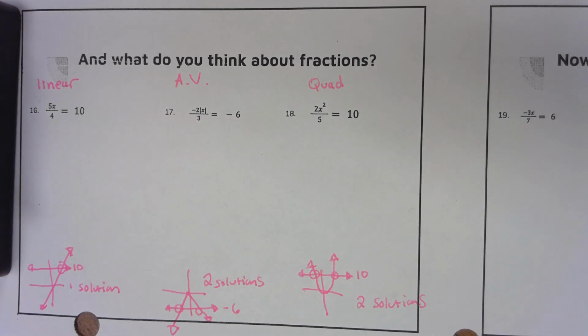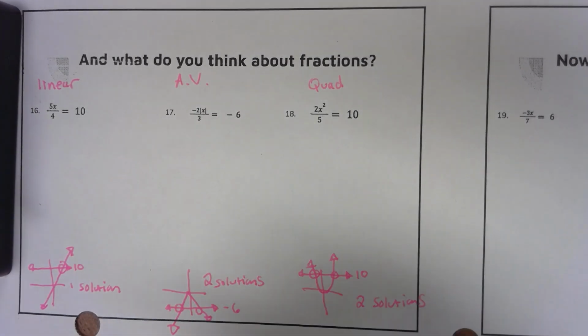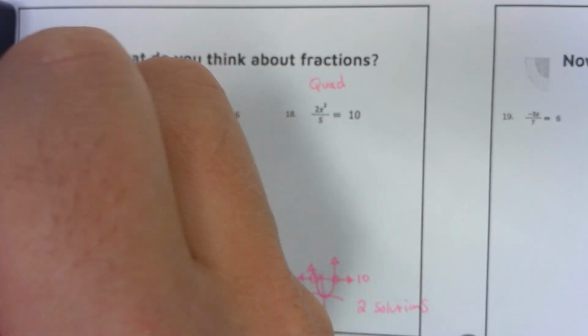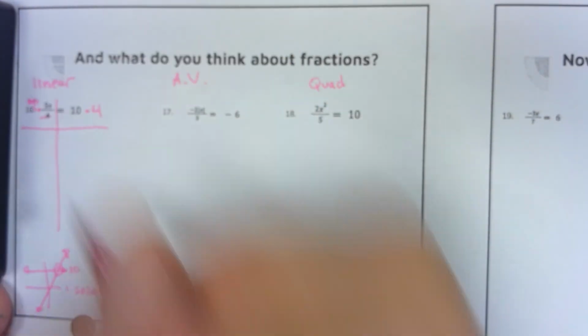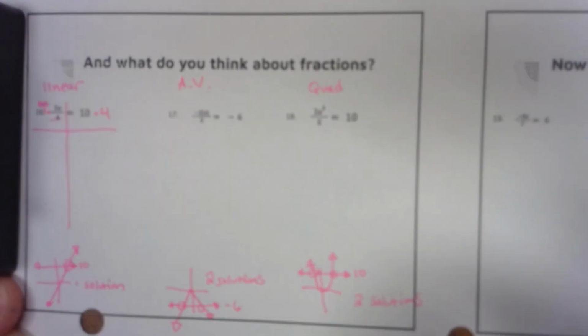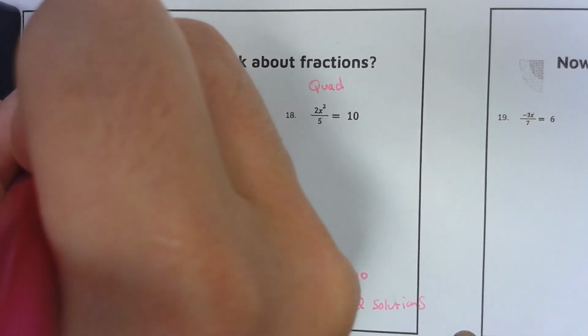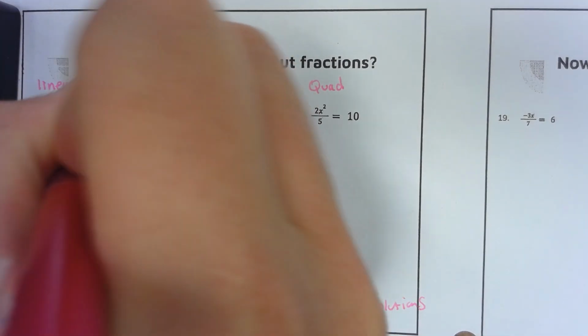So for this first, number 16, I see 5x divided by 4. I'm going to multiply both sides by 4. That's how I get rid of the division. So the 4's go away. And I get 5x. And it equals 10 times 4, which is 40.